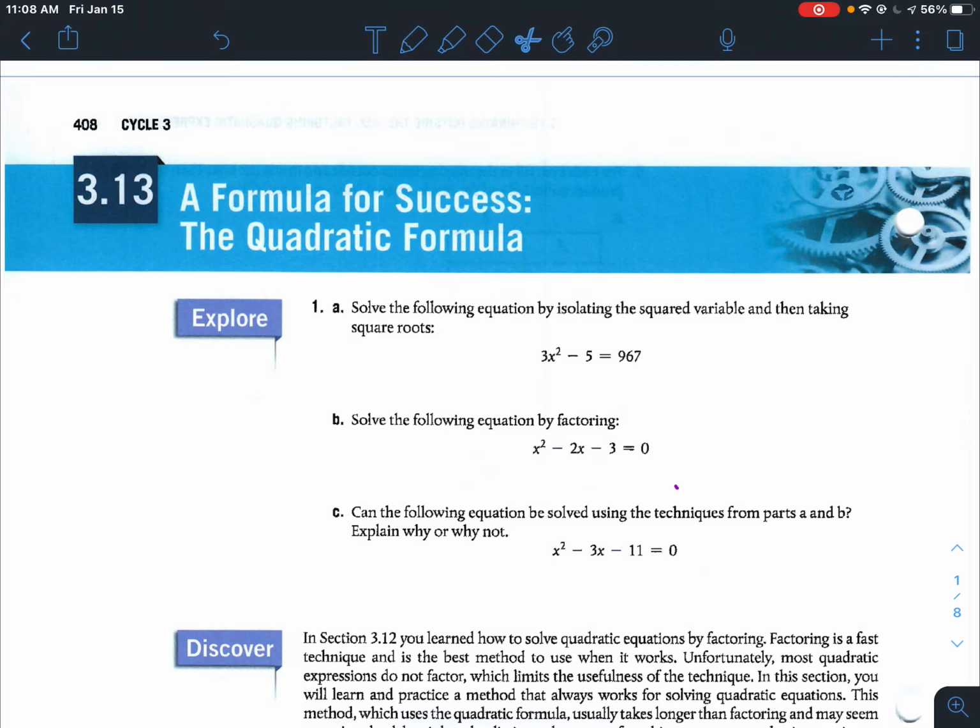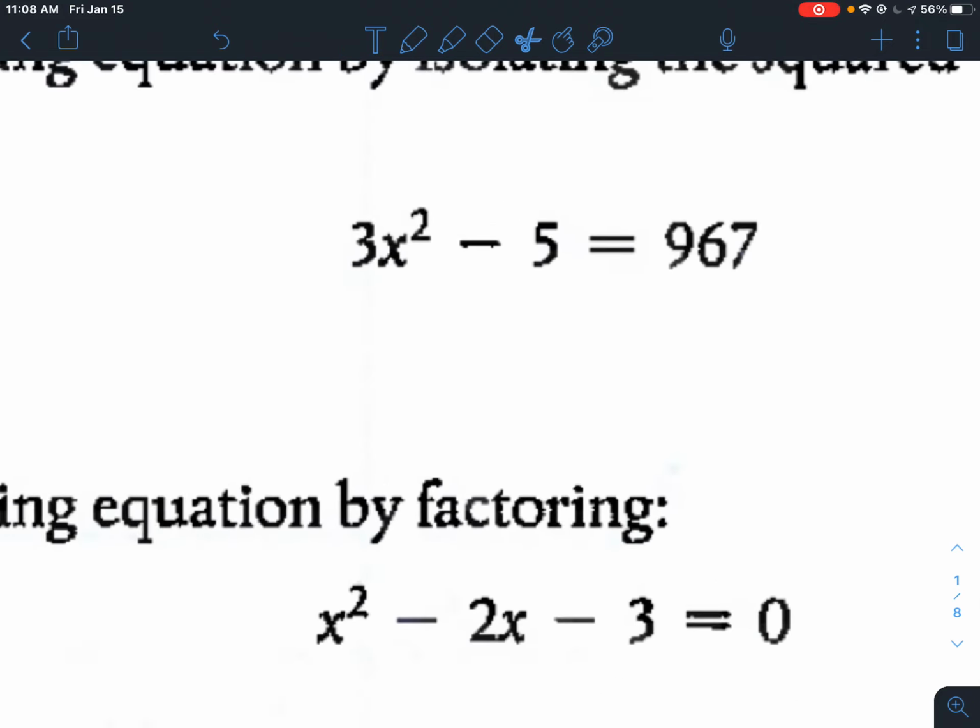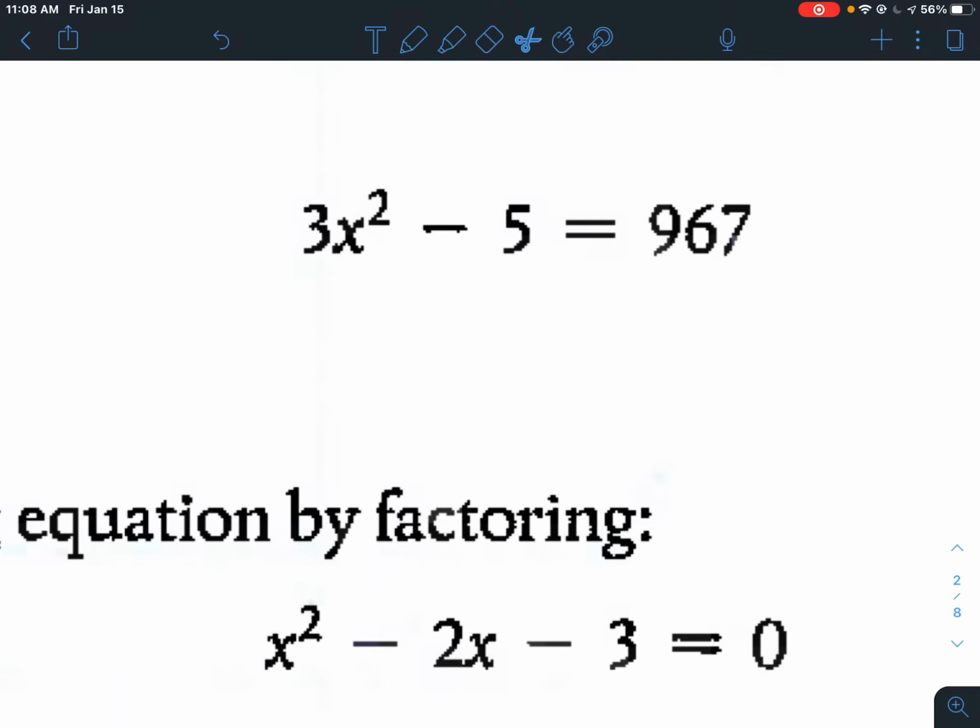So the first one: solve the following equation by isolating the squared variable and then taking the square roots. So for this, I'm essentially just solving for x. I know that if you saw this on a test, some of you would be like, wait, I need to factor it, but there's no x value. You're just solving for x. Get x by itself. So don't overthink it.